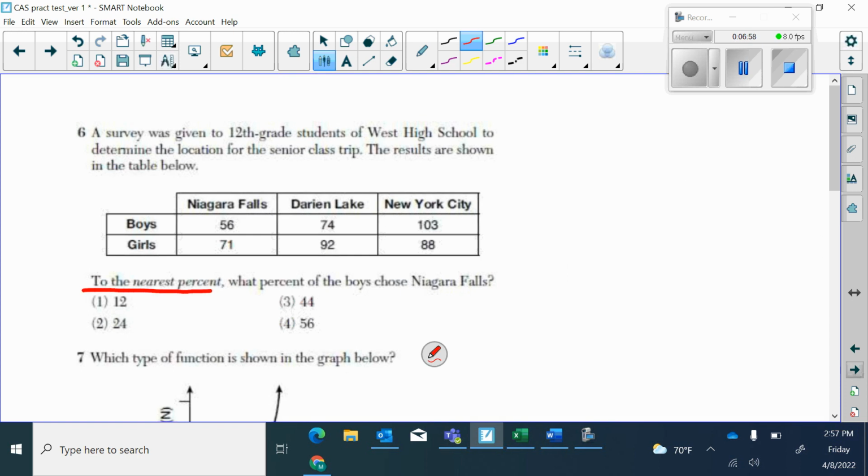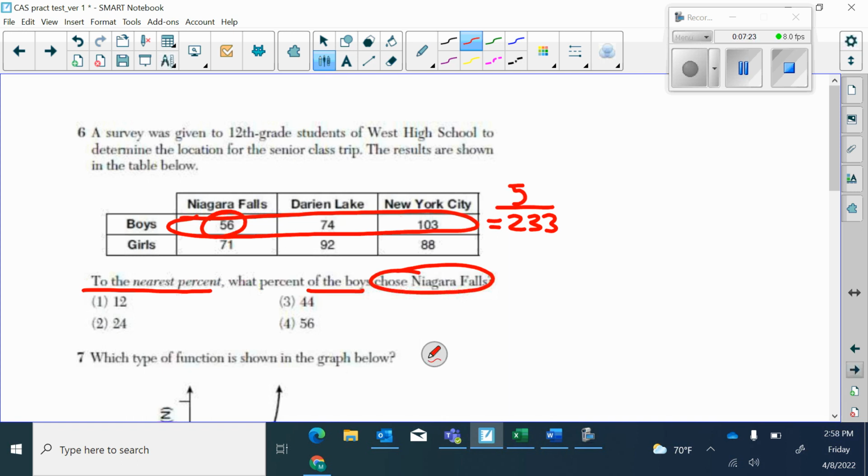All right, 6. A survey was given to 12th grade students, and so we're going to say, to the nearest percent, what percent of the boys chose Niagara Falls. Notice it doesn't care about the girls, we only want the boys. Here's all the boys. So I got to total that up for the total. 121 plus 30... 233. Okay, for the total. And it says how many of those chose Niagara? 56.